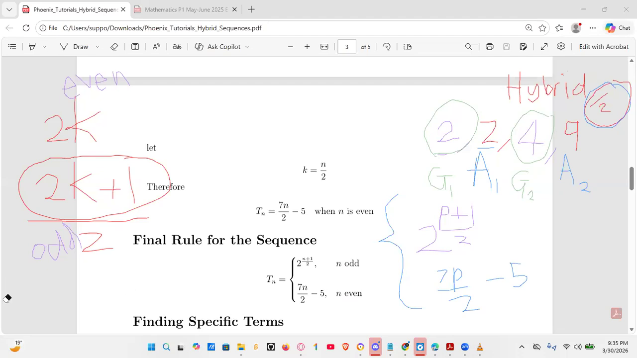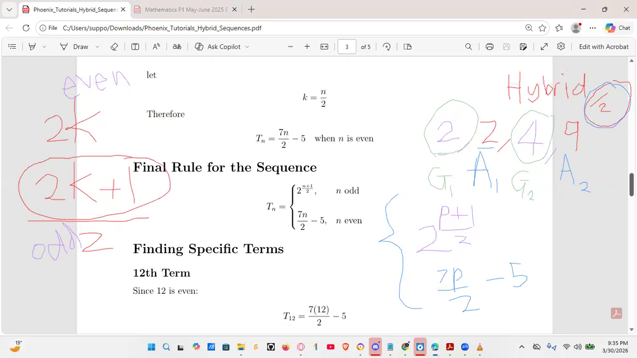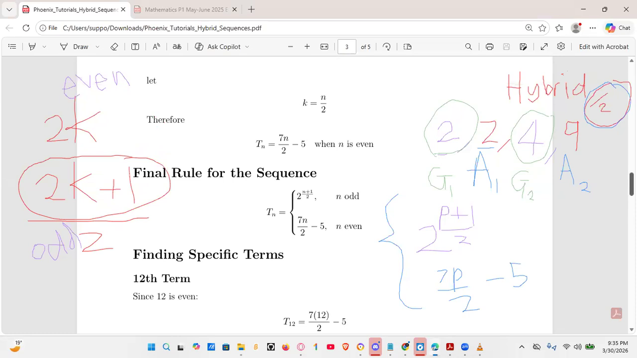In our next video, we'll actually talk about finding specific terms using those formulas and finding sums.